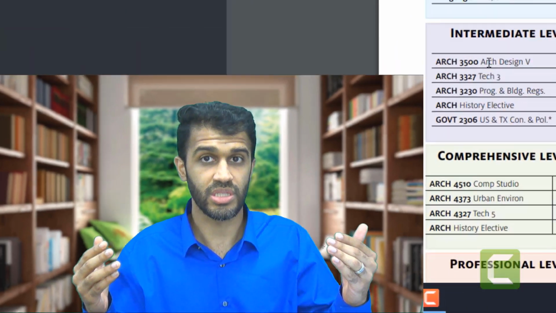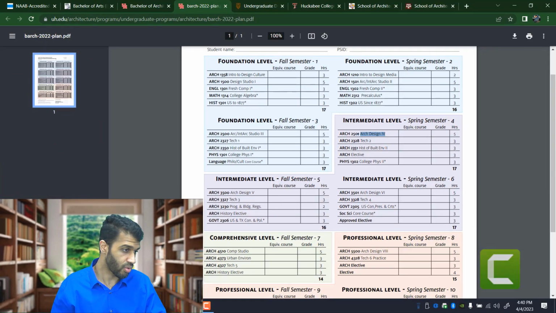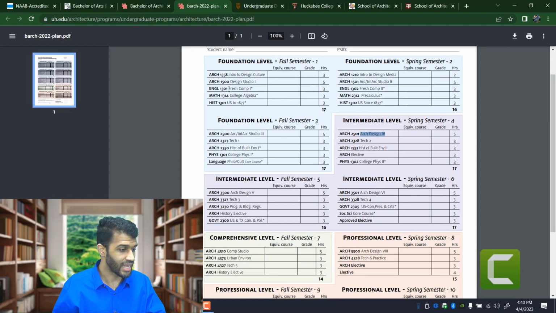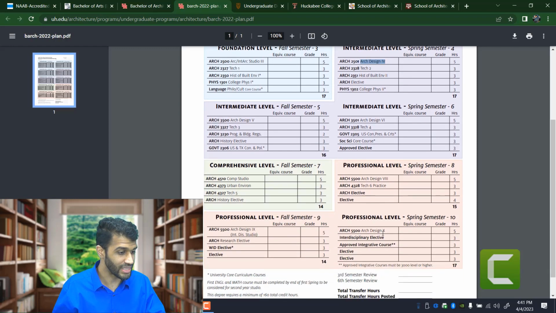If you're looking at studio in any program, it builds on itself. Whether it's a 4-year program, 5-year program, it doesn't matter. You need 8 or 10 classes, and they're all prerequisites. Looking at this particular program here at U of H, look at how Design Studio builds from 1 all the way to 10. This is a 5-year B Arch, and this is an accredited program.